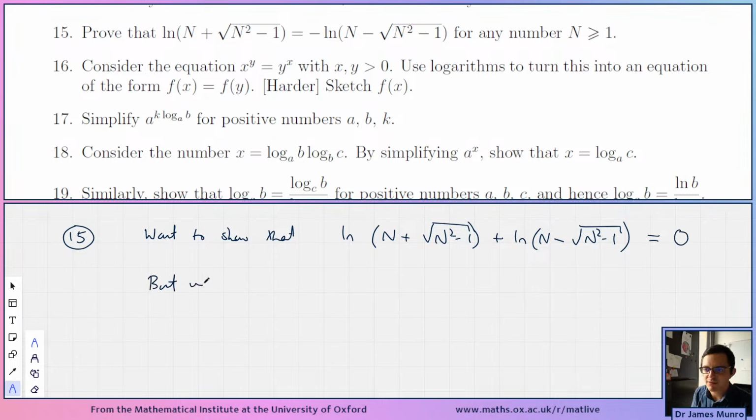But we know that the left-hand side, we have an identity for this, is log, and then I want to write out both of these things.